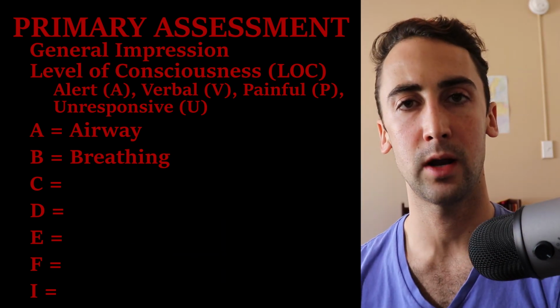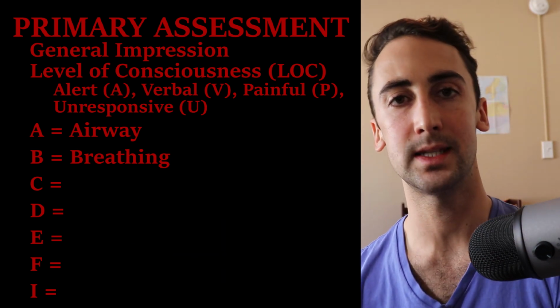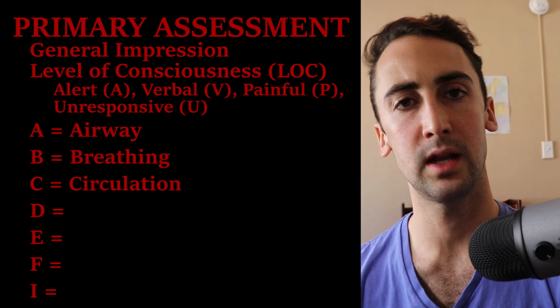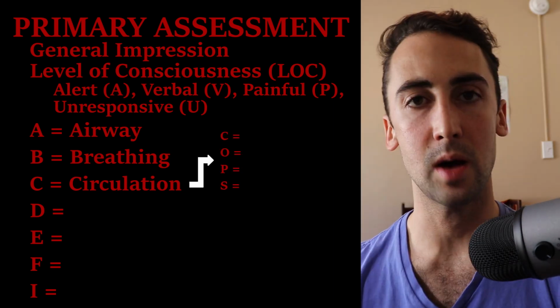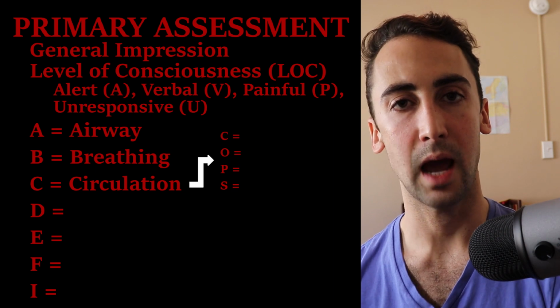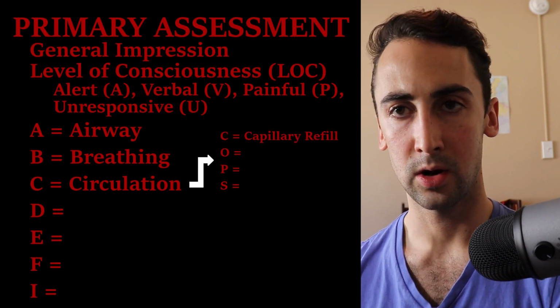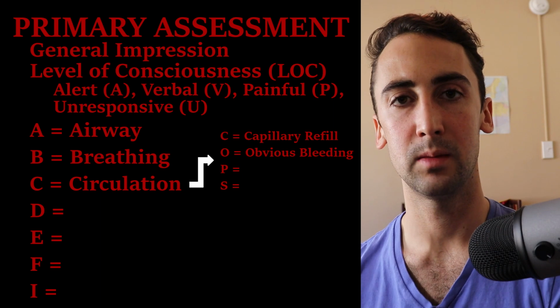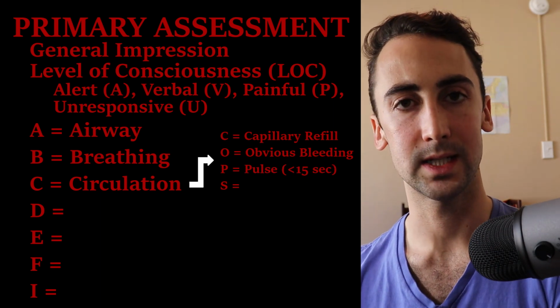Next, in our primary, we're going to go over C in ABCs. C is going to be circulation. So this is going to be looking at COPS. C is going to be their capillary refill. O is going to be their obvious signs of bleeding. P is going to be pulse, and S is going to be their skin signs.